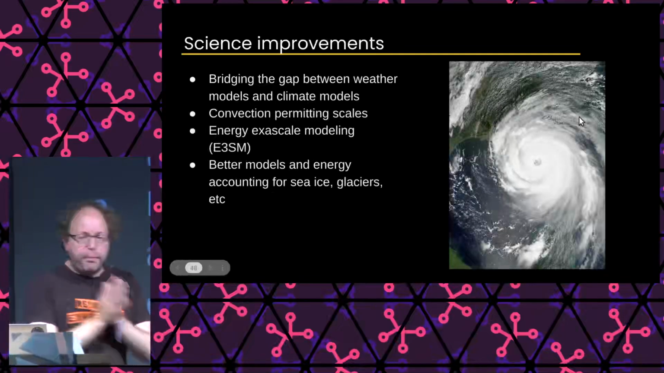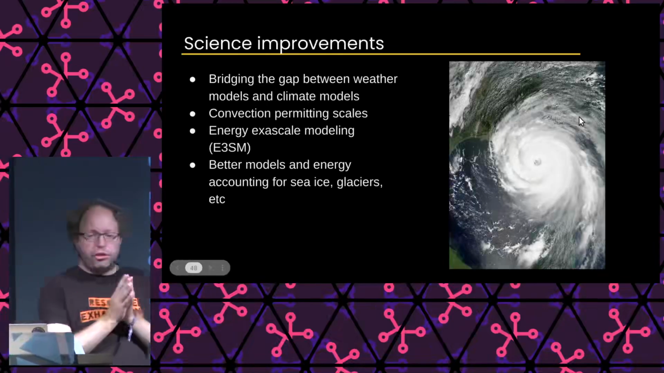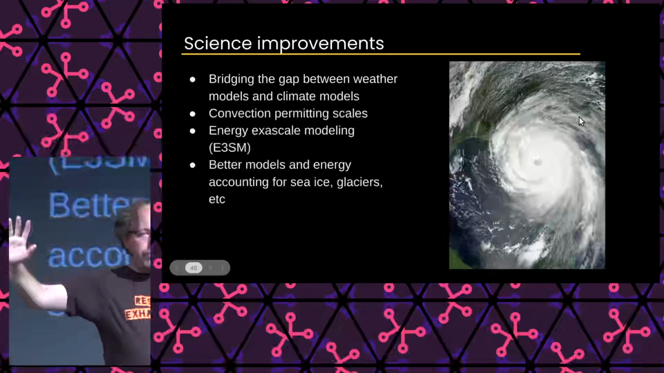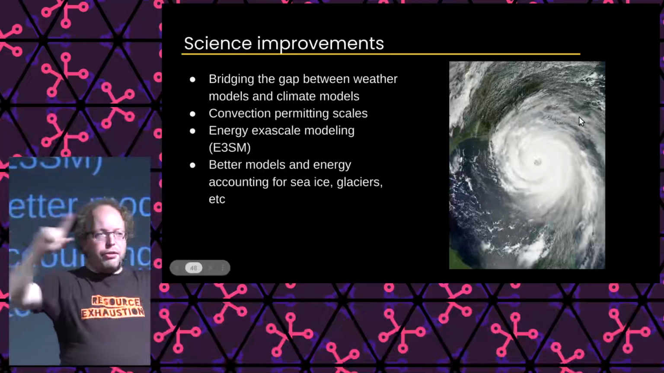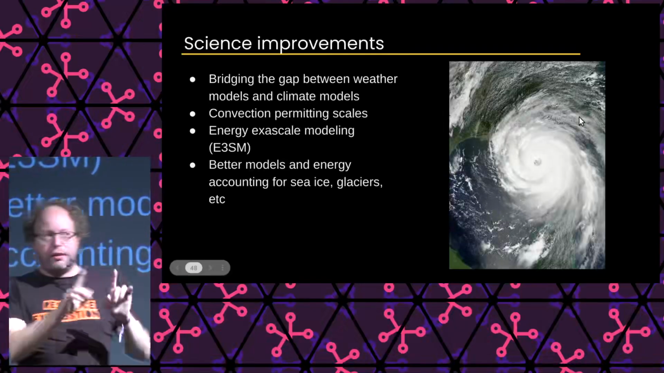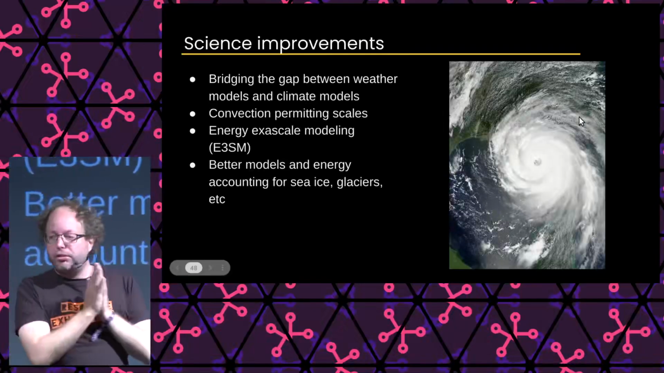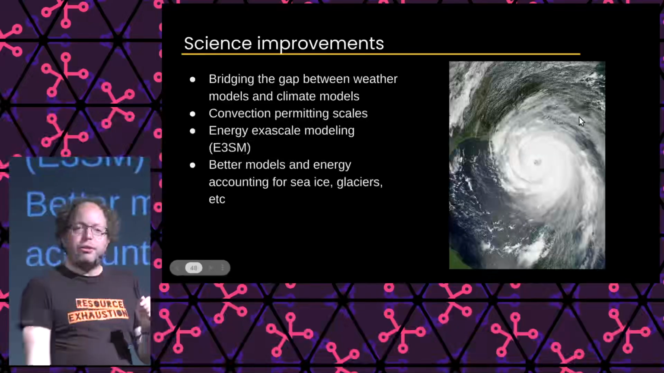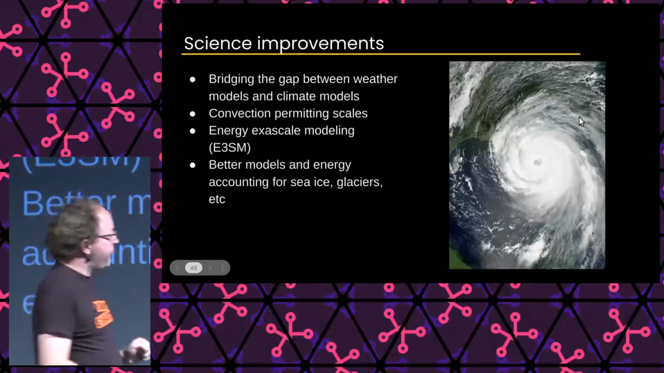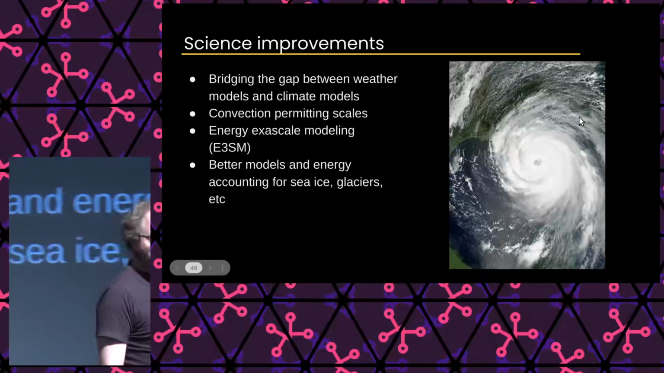From a scientific standpoint, there are some interesting challenges. One is that we have this divide between the climate models and the weather models, and the gap between them is mostly this thing called convective permitting scales. That's where you can start to account for convection in the atmosphere. You can't do that if you are dealing with a climate model where this is Hurricane Katrina.